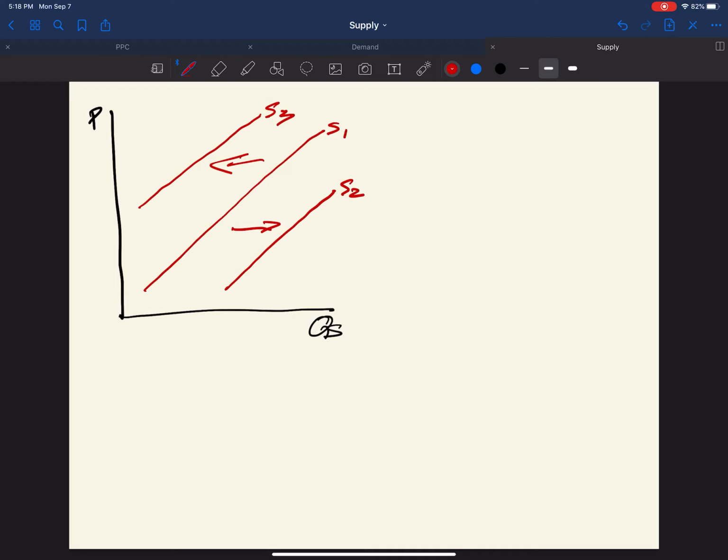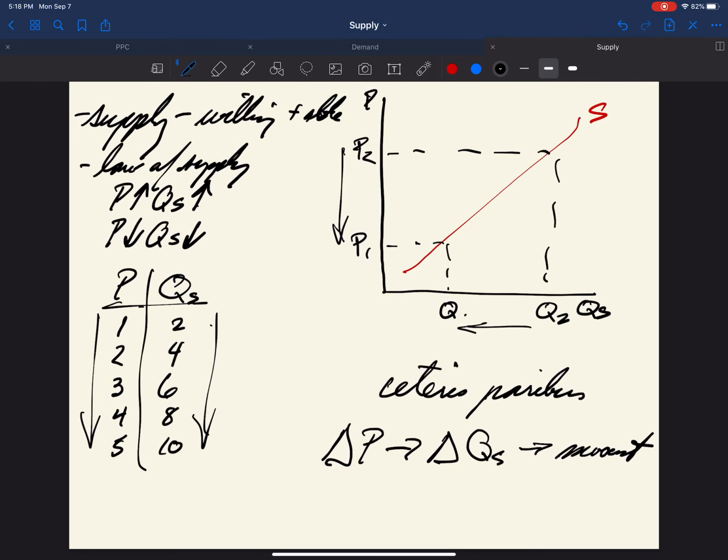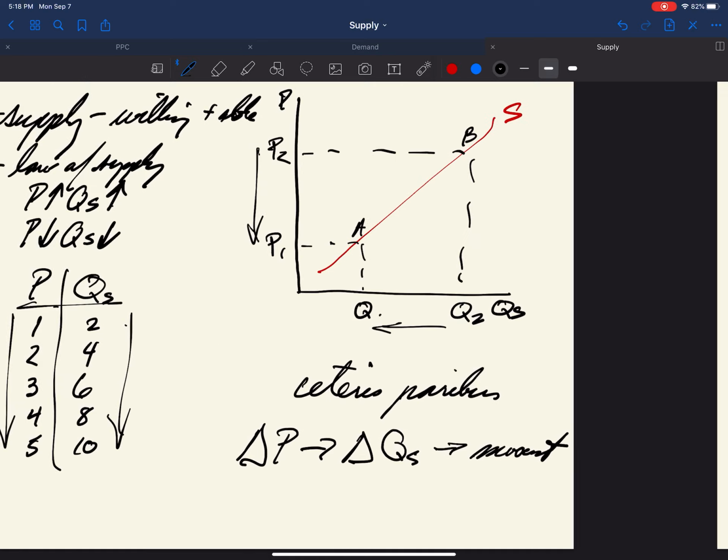So that being said, okay, what's ultimately going to cause this to change? Well, let's go back to our general rule of what we had before. If it's a change in price, then it's a change in quantity supplied. And that's going to be a movement along the curve. So coming back here, I could go from point A to point B. That's a change in price affecting a change in quantity.